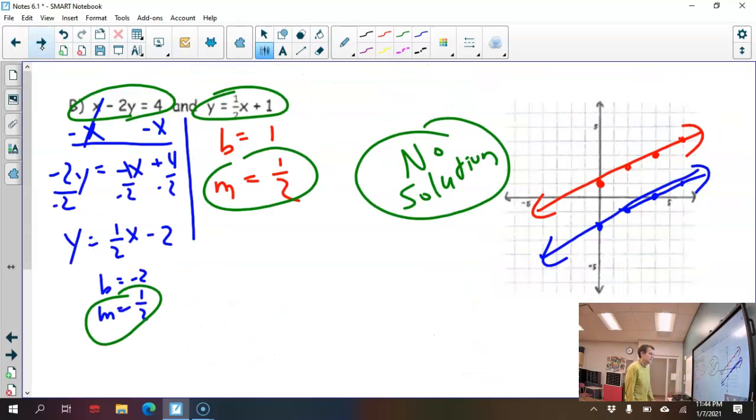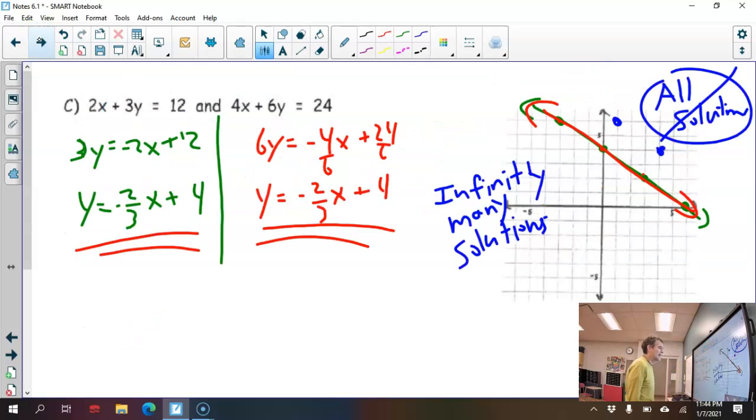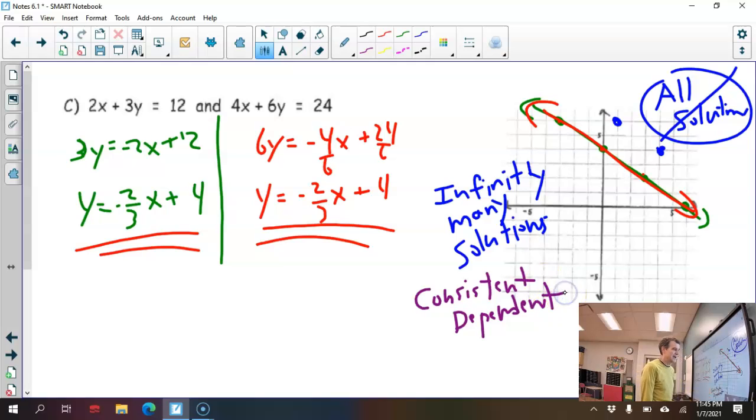All right, this one had no solution, so it is inconsistent. And this one has infinitely many solutions, so it is consistent and dependent. All right, they depend on being the same line, I guess.